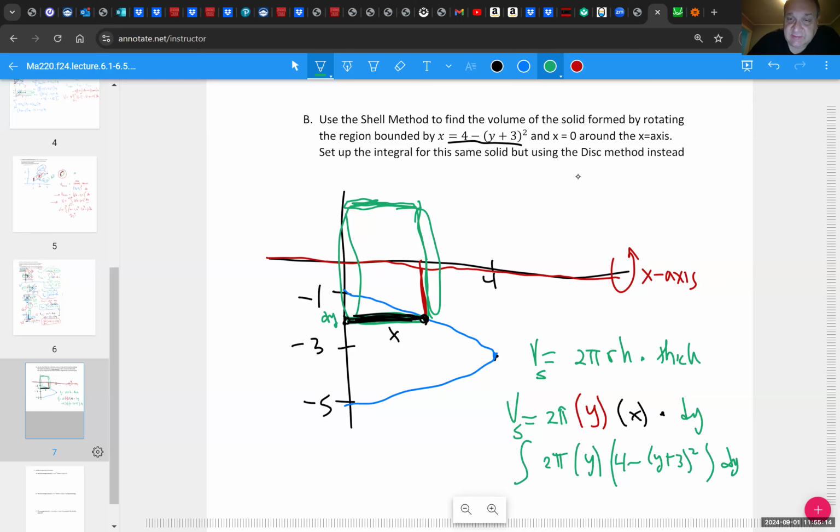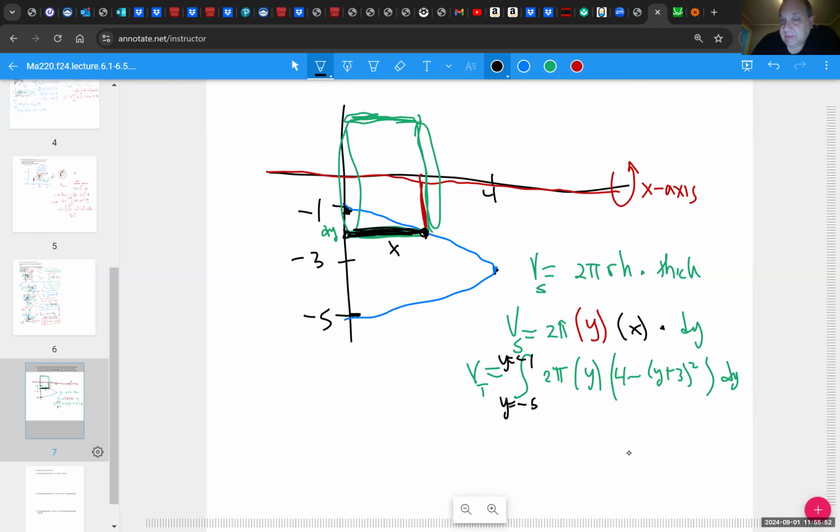And I need to anti-differentiate this. I need to integrate it to find the total volume, and I need to do it over all possible y values. The tippy top slice is up here when y equals -1. The very bottom slice down here is when y equals -5. So we're going to do from the lower limit, which is -5, to the top limit, which is -1. And that is the integral for this volume.